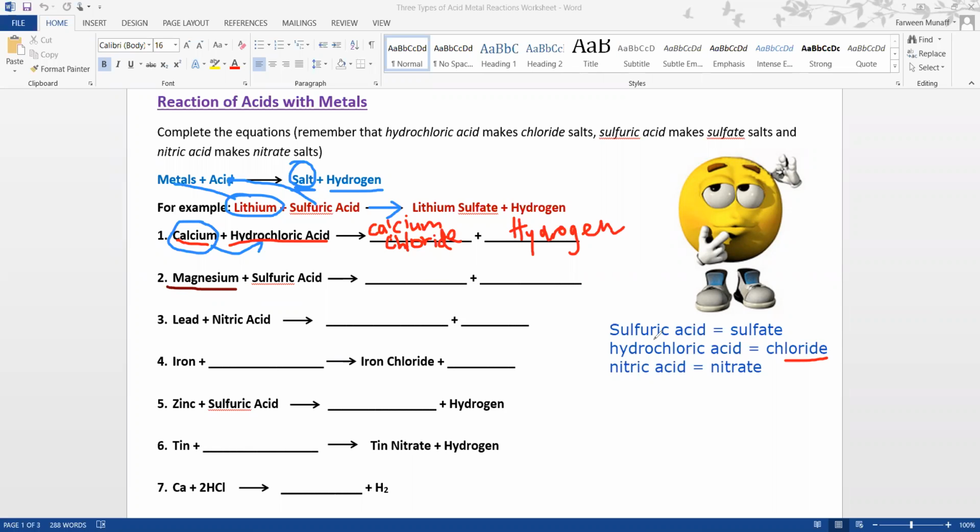Excellent, magnesium sulfate, okay? Where did we get sulfate from? Well, we know that when sulfuric acid is a reactant, sulfate is the metal salt that will form, okay? These are the acids, and on the right-hand side, these are the names of the salts that form.